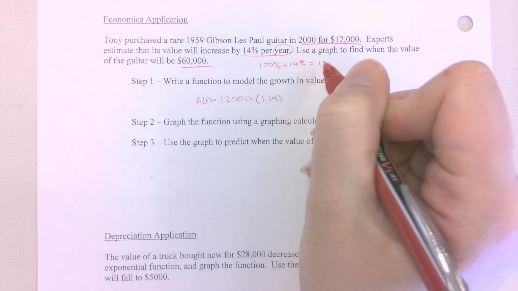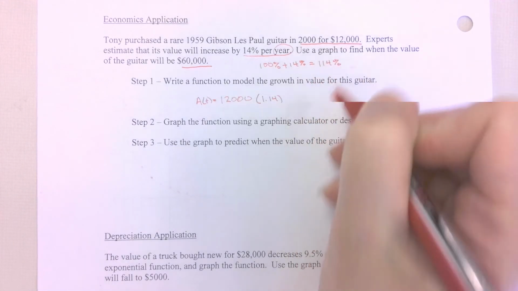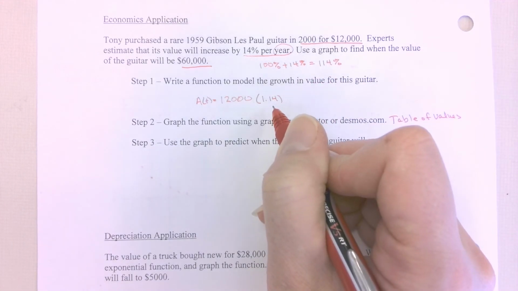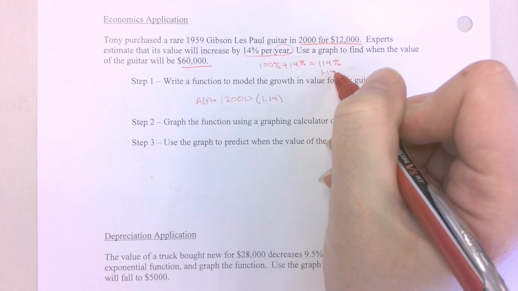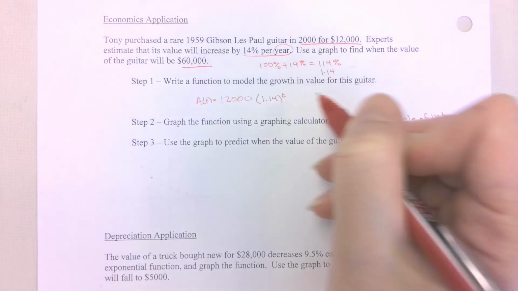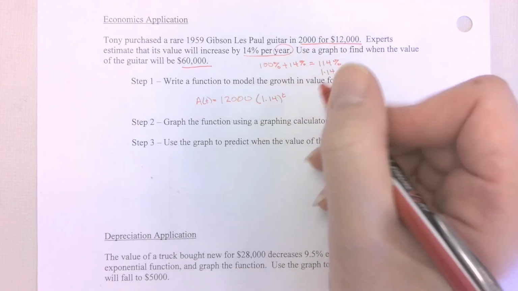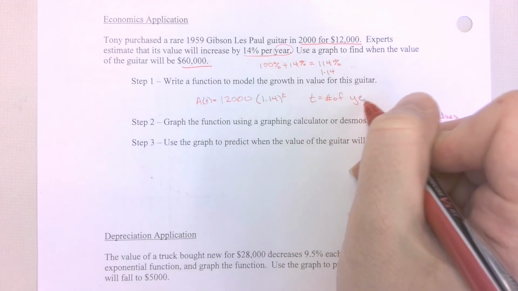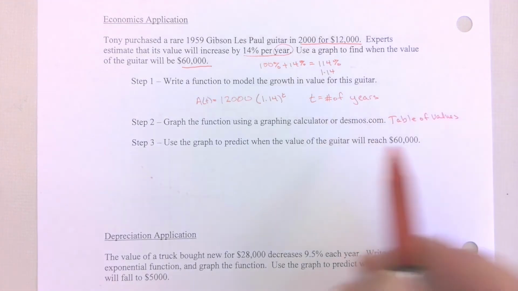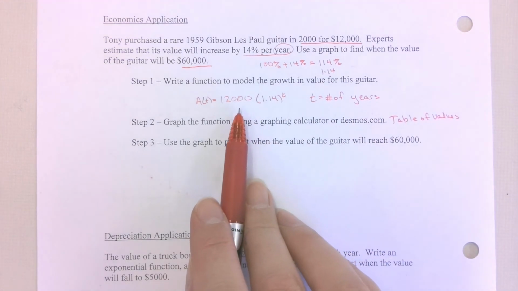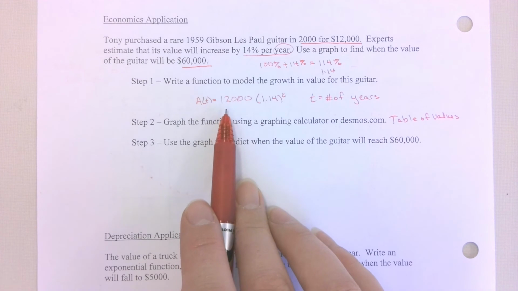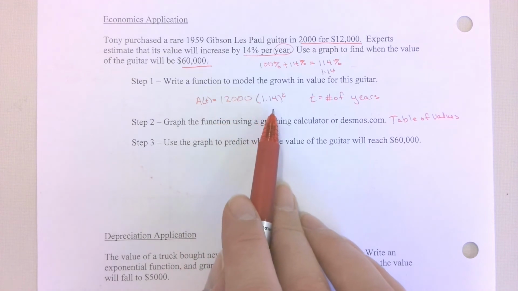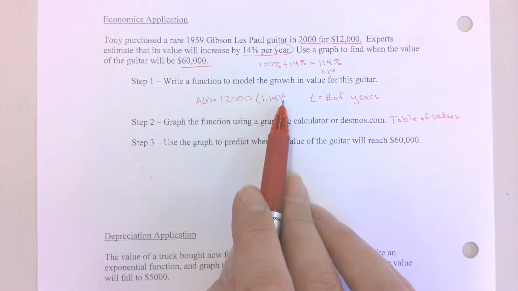That gives us a total of 114%, which turns into decimal 1.14. All right, and then we have it to the power of time, and time stands for each year. So T equals number of years. So if I was putting this in a calculator that graphs, or in an online program, I would just type this in. Y equals 12,000 times 1.14 to the power of X, or T, whatever I'm using there.